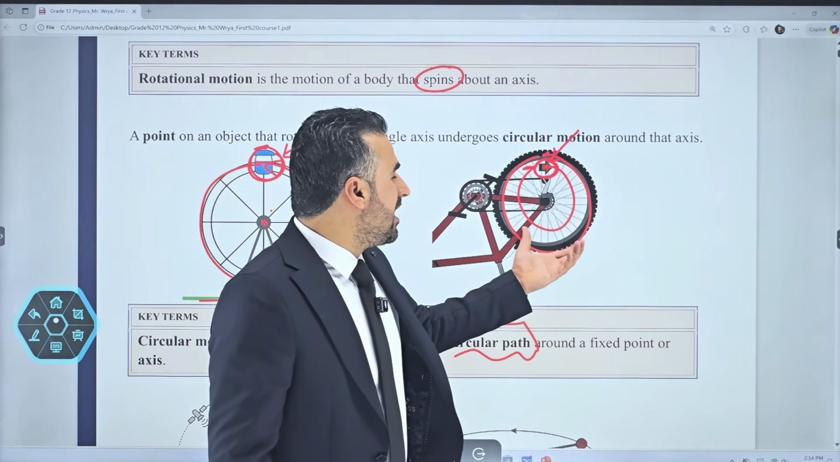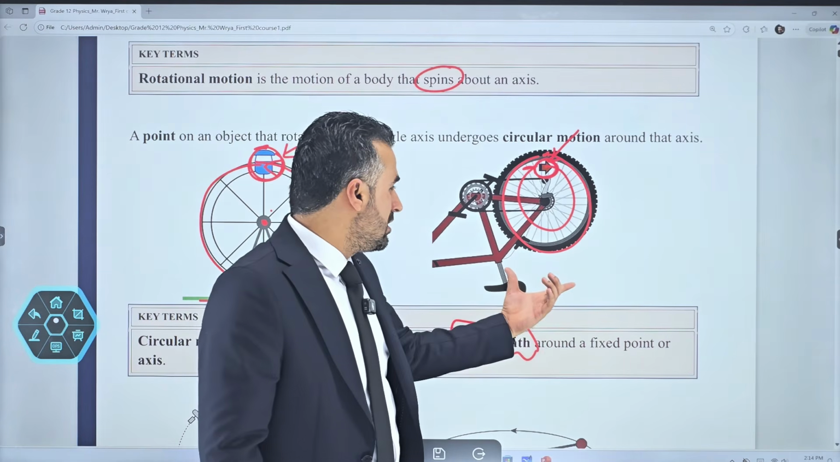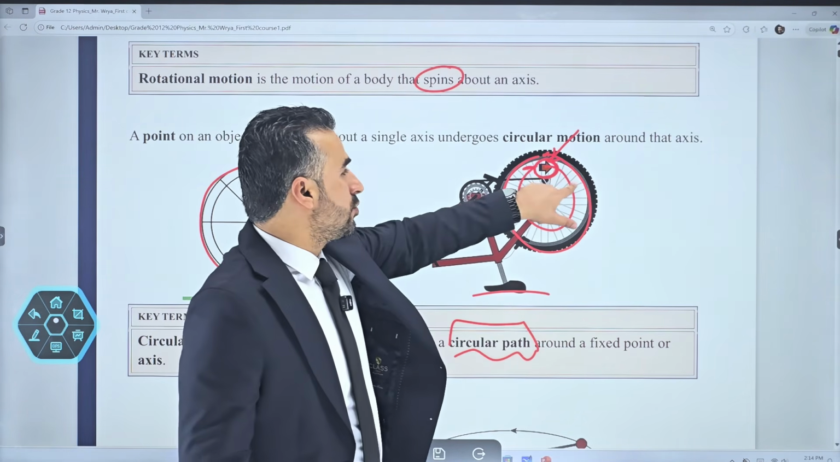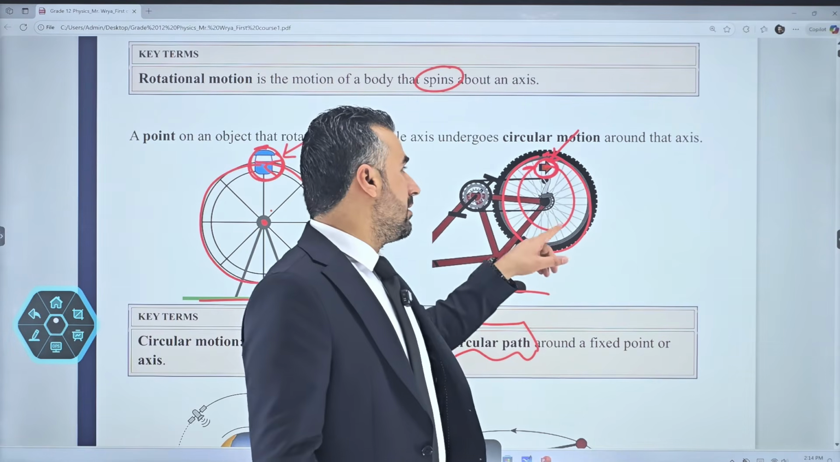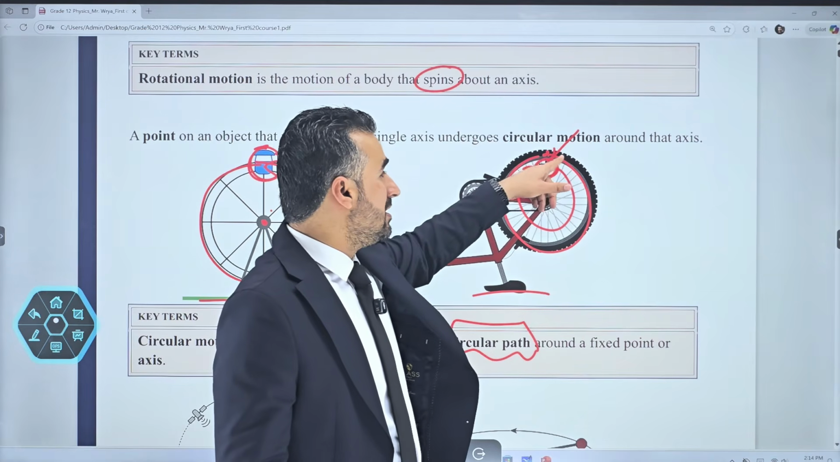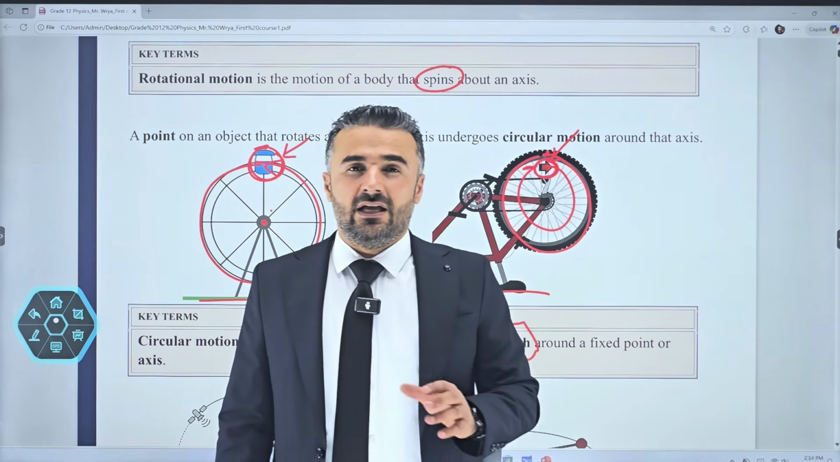But if we take the tire of the bicycle as a whole, then that'll be just spinning without changing its location, because you can see that it is upside down. So that is rotational motion. But the motion of a reflector or a piece of mud, or any point on this bicycle wheel, will be moving in a circle.